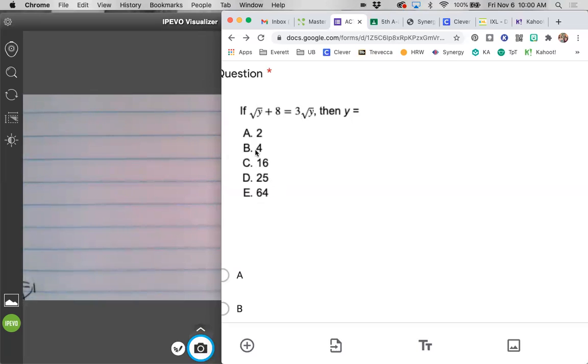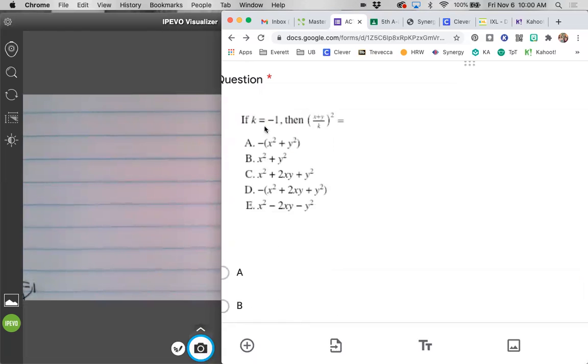If you had tried something else, like let's say you start with 4. Square root of 4 is 2. 2 plus 8 is 10. 3 times 2 is 6. 10 does not equal 6, so that does not work. And then you would just continue finding the one that does.